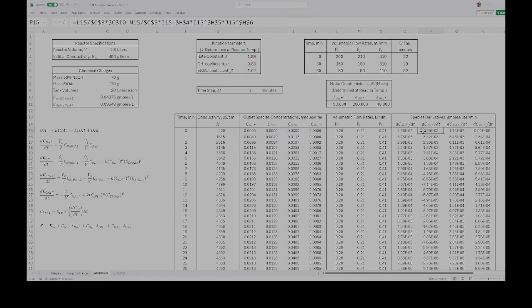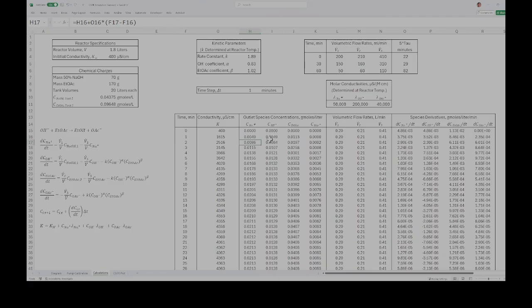So I have my derivatives at time 0 for the next step in the calculation. My time step is 1, so my next time is going to be equal to the previous time plus 1. In this case, that's 1 minute. My sodium ion concentration in the vessel is equal to the previous sodium ion concentration plus the derivative times the change in time, which is 1 minus 0, which will equal 1.